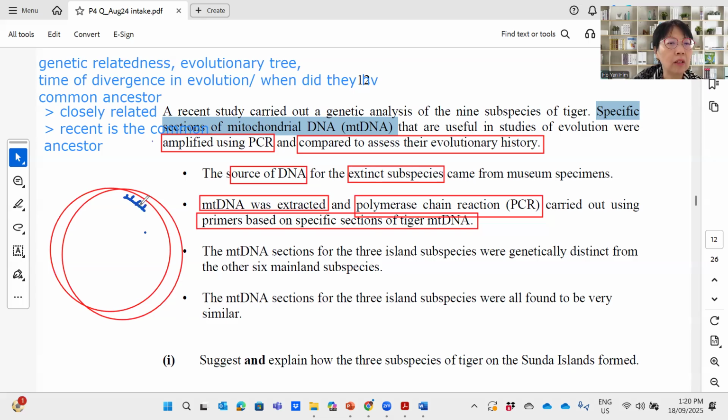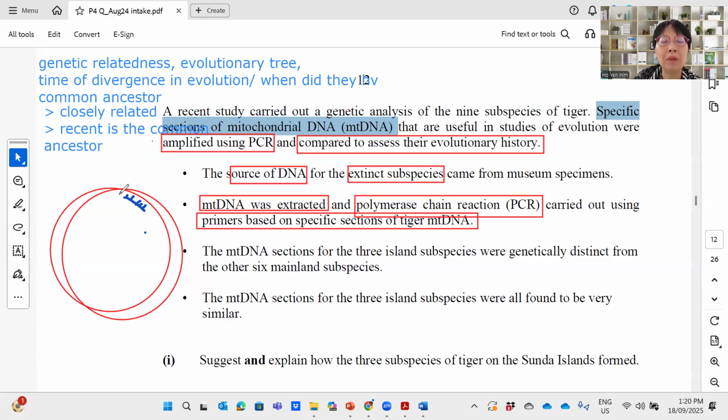Okay, that's all I can draw. Complementary bases. Okay. So therefore, that means for all the DNA they've extracted from all the 3 different subspecies of tiger, we take the mitochondrial DNA and we're going to stick the primer to a certain region, and then we're going to amplify it.